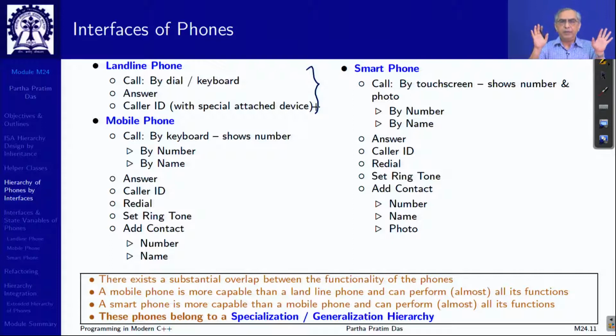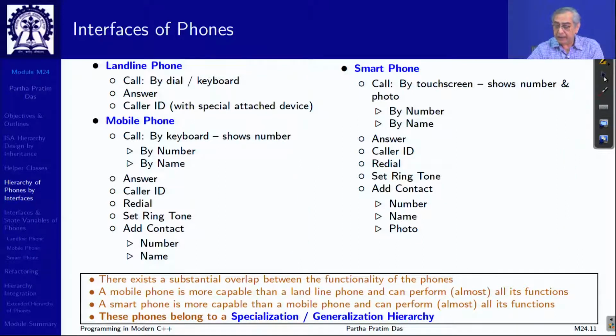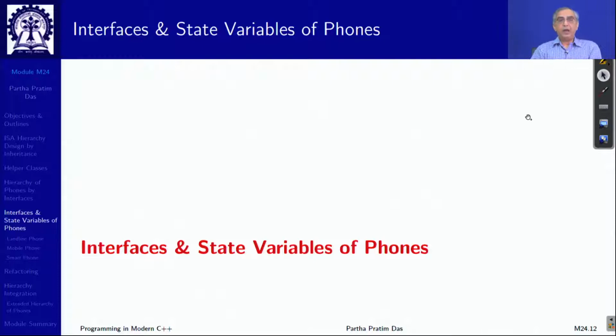All that you want is: I am a phone user, I must be able to call, I must be able to answer a call, I want to redial a number, I want to add contacts, I want to put a photo for my contact and so on. So for every concept we define the interfaces that should be available, and that is what we will try to model in terms of our inheritance hierarchy. Okay.